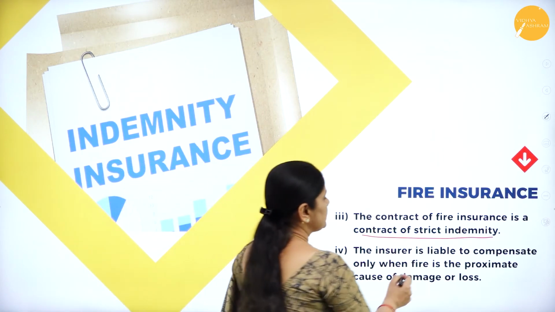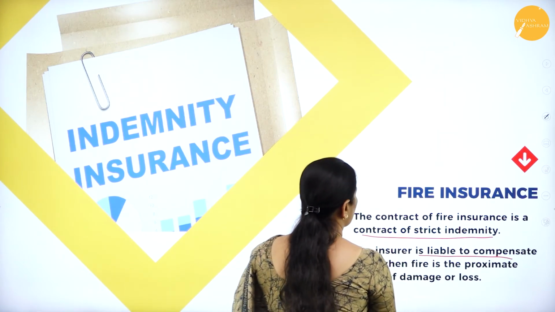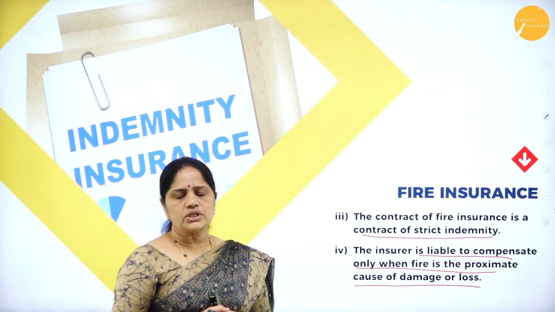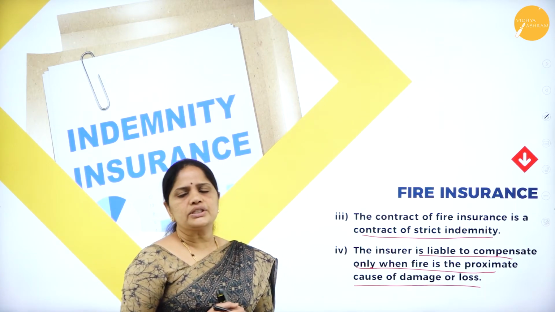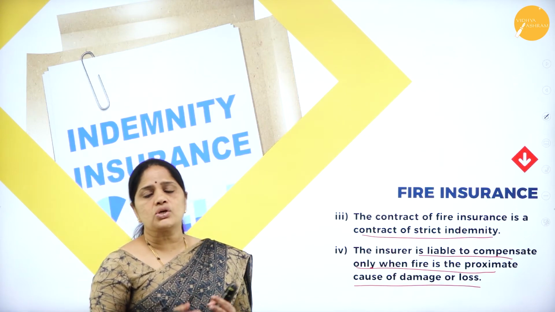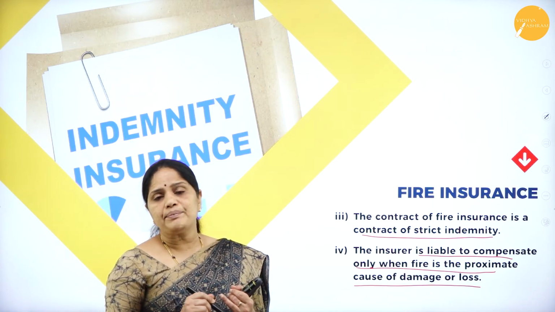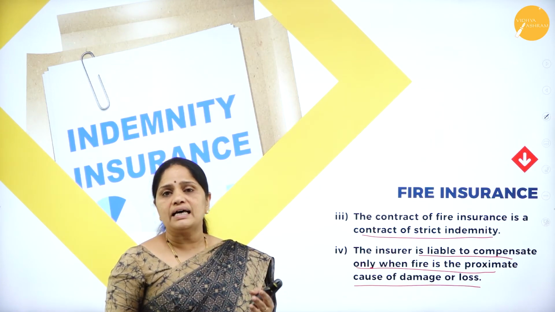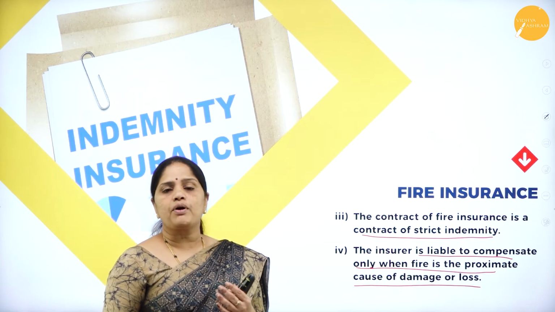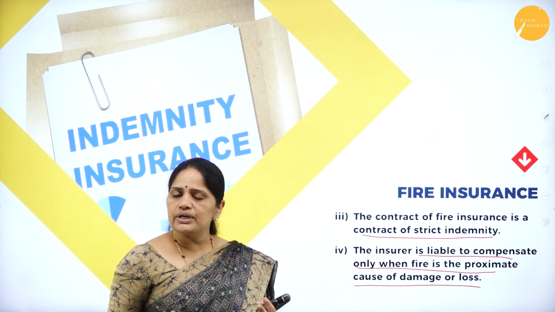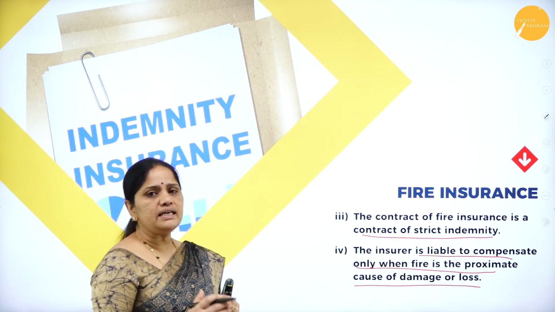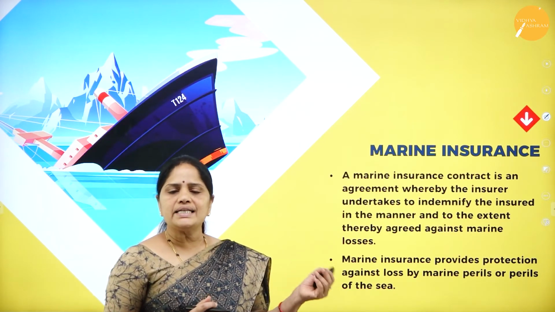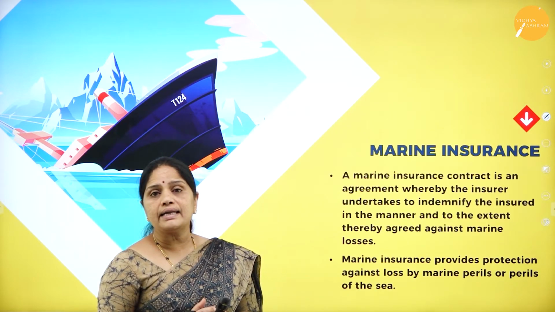Then the insurer is liable to compensate only when the fire is the proximate cause of damage or loss. The insurer will compensate the loss only when the fire is the main cause of the loss to the property. But if there is any other cause because of which the property has been damaged, the insurance company will not have any obligation to pay such money. Now let us see what we mean by marine insurance.